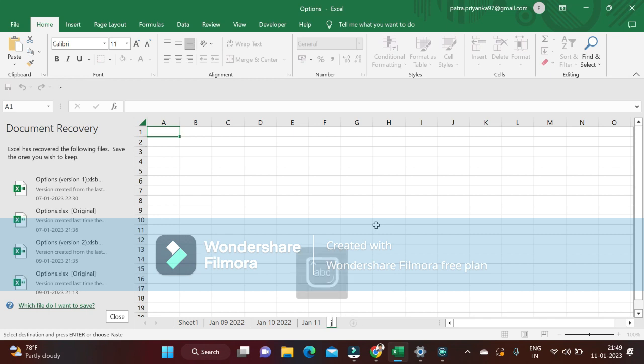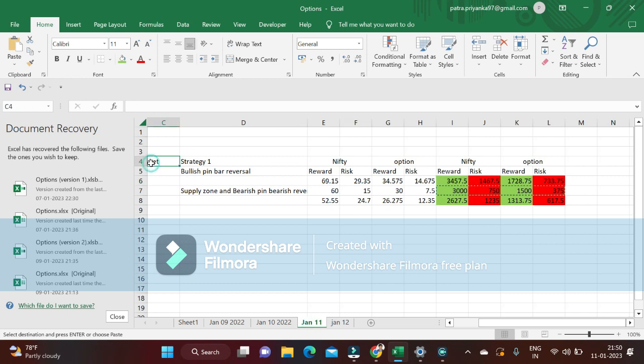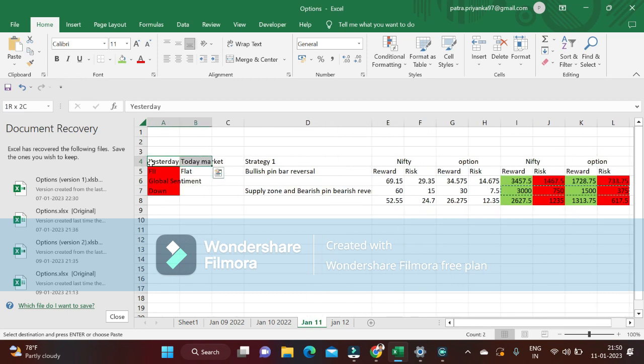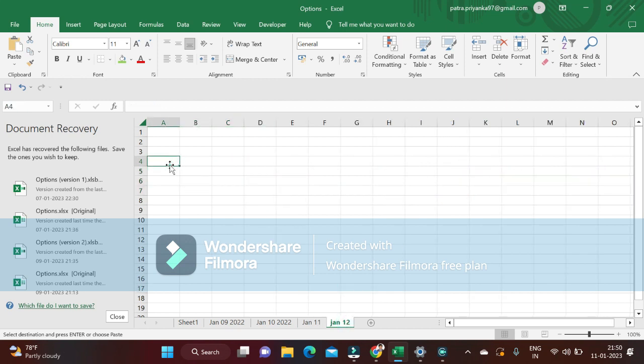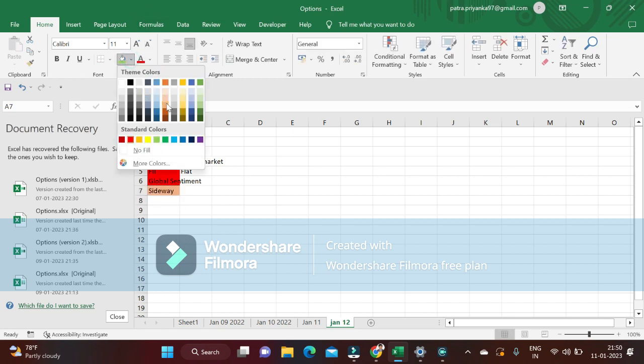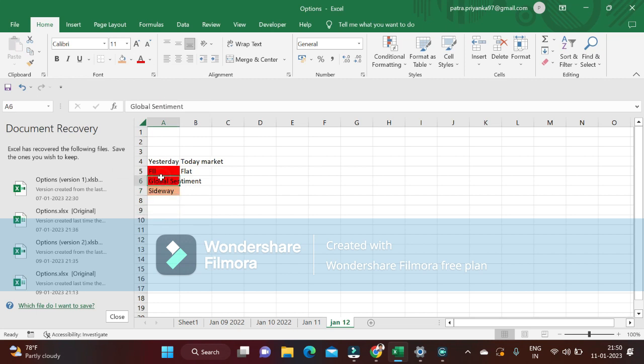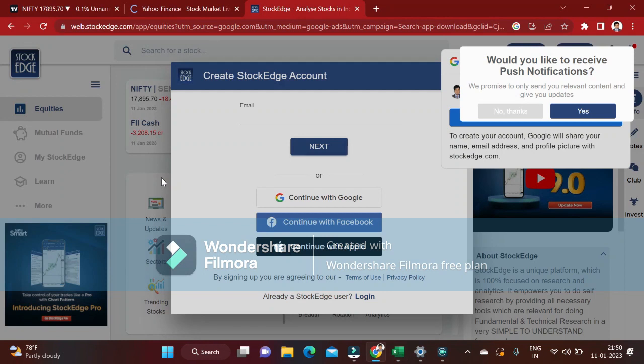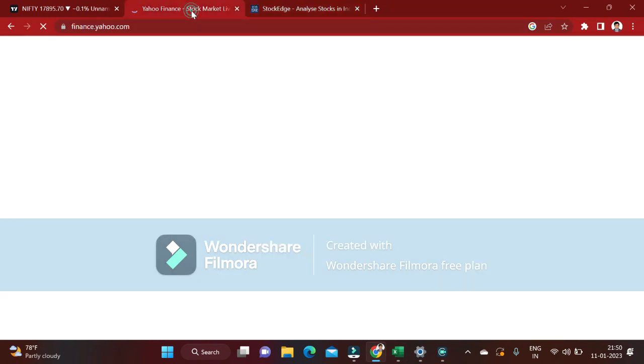So see here itself I'll put Jan 12. Okay, FII is negative. Today was sideways, so I am putting sideways in a yellow mark. And global sentiment I'll tell you in 1 second. It is not coming. Let me check my mobile and I'll let you know.